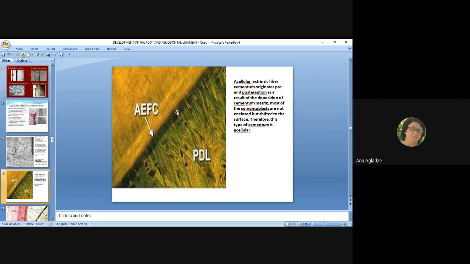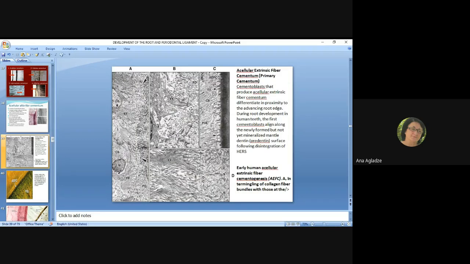In the area within 300 micrometers of the apically advancing root edge, the zone of cementogenesis shifts more apically when Hertwig's epithelial root sheath disintegrates and makes the freshly formed dentin matrix accessible to the surrounding periodontal cells. And you can see this fringe of short collagen fibers.